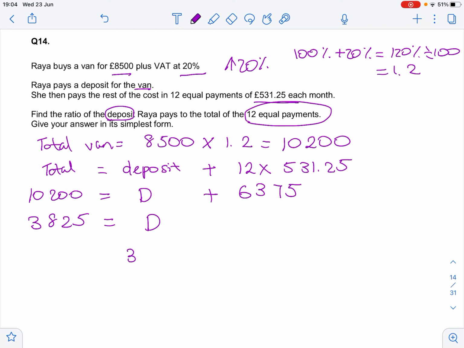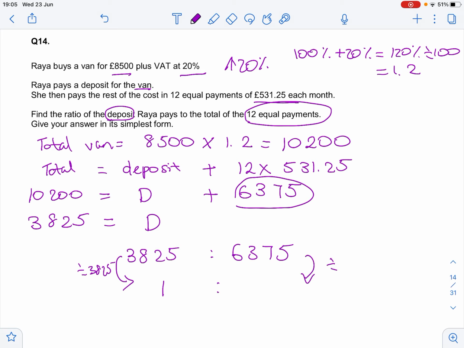And we want to write out the ratio of the deposit to the 12 equal payments. So her deposit is 3,825 and her 12 equal payments are 6,375. And we need to simplify our answer. So one way to do this is that we can just keep simplifying. One way is that we can make this into 1. So we have to divide by 3,825. And similarly here, we have to divide by 3,825.